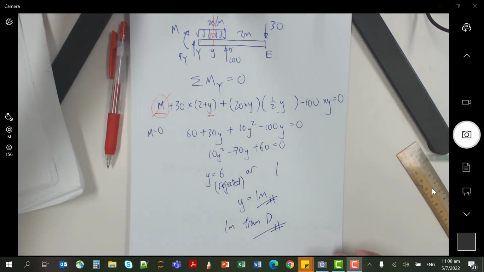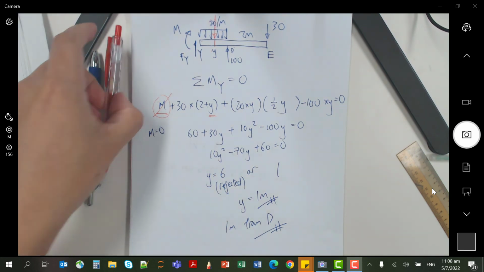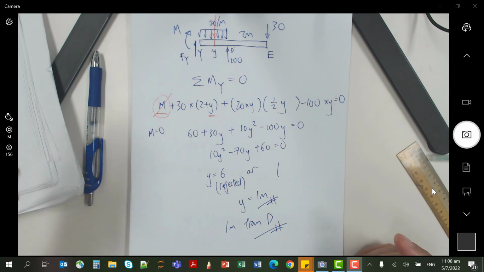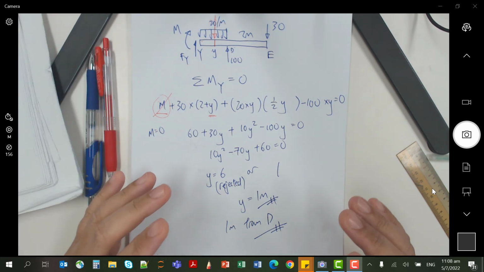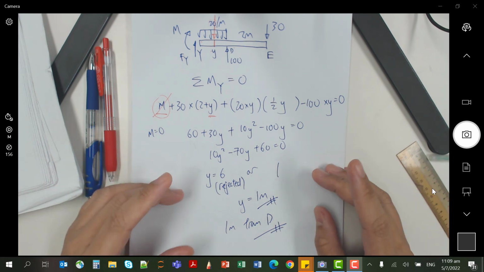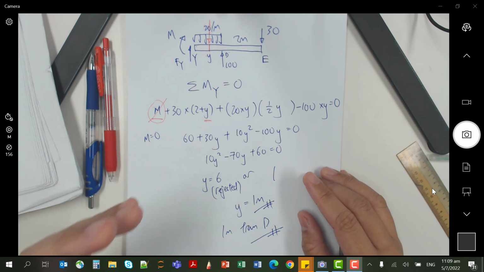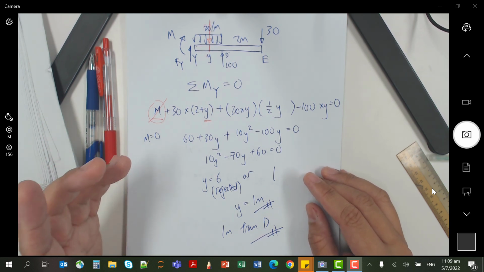So this is the full flow of the SFBM long question. All the important aspects, I've gone through with you, and how to solve, how to find the bending moment, how to find the shear force, how to find the zero shear, how to find the point of contraflexion.